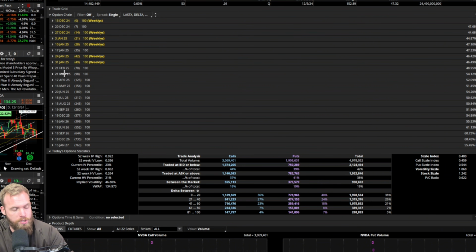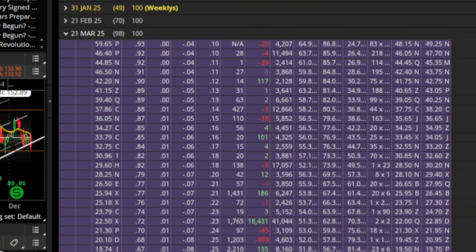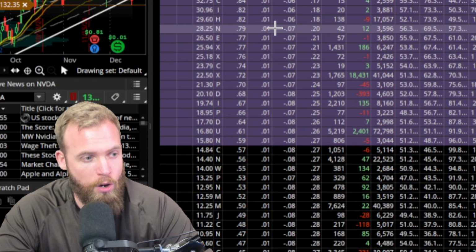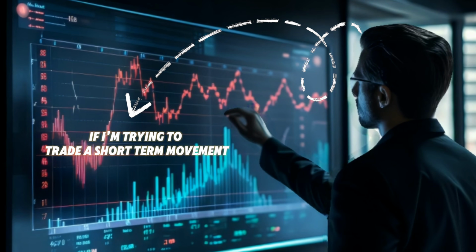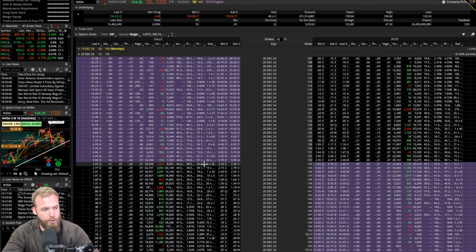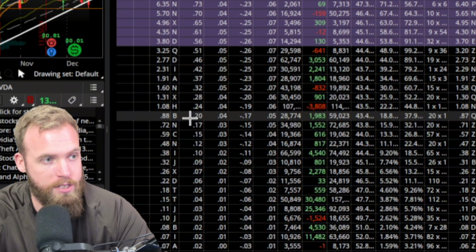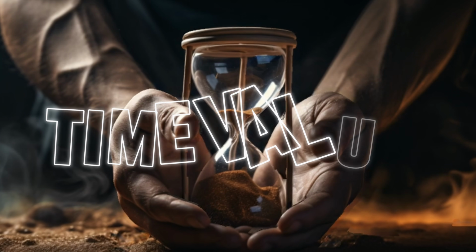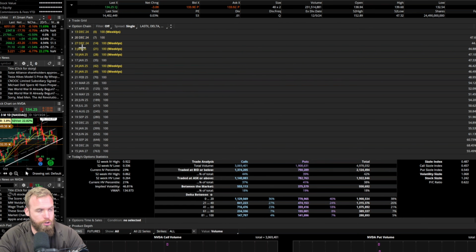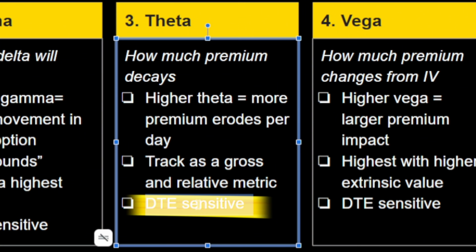This is why for something like ratio diagonals, when I go at least 60, 90 days out, I'm picking things that have a higher overall delta because I know I'm not going to get a big boost from gamma. If I'm trying to trade a short-term movement, I might go a little nearer term in time and pick something that might rapidly compound because of a very high gamma. Because if we think about the time value of options, going back to this little graph, they're very DTE sensitive.